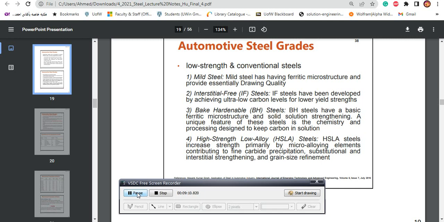We have IF, interstitial free steels. They have ultra low carbon levels, and we have bake hardenable steels. They are designed to keep the carbon in solution, and they have a ferritic microstructure. And then we have HSLA, which is high strength low alloys, and they increase the strength by microalloying.